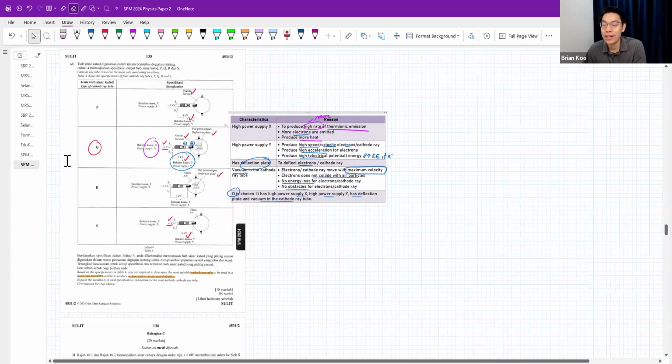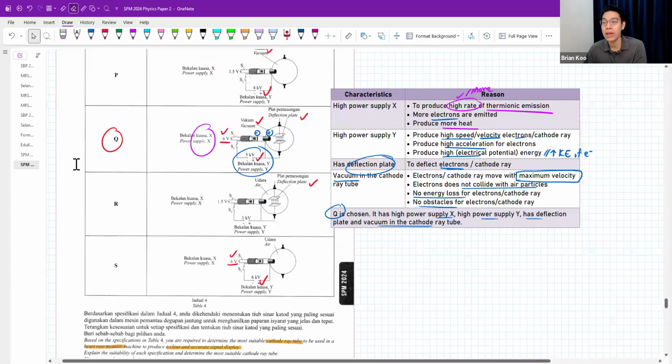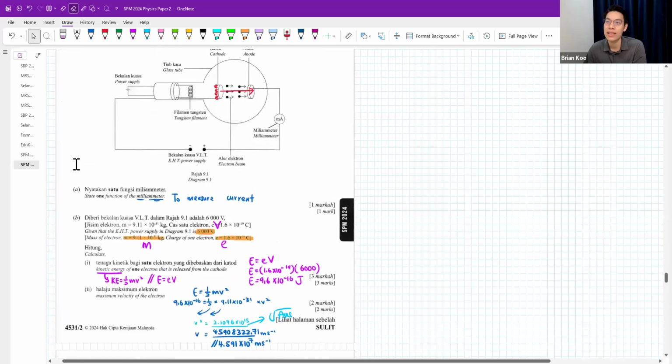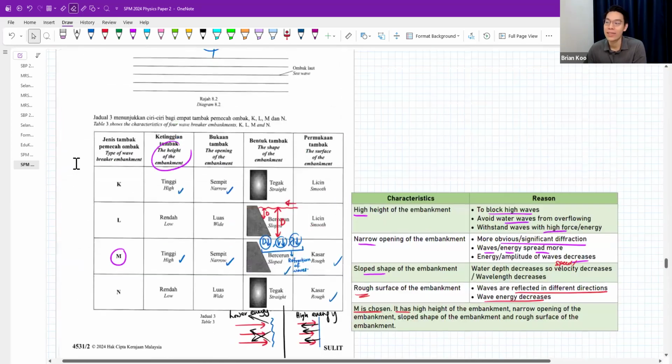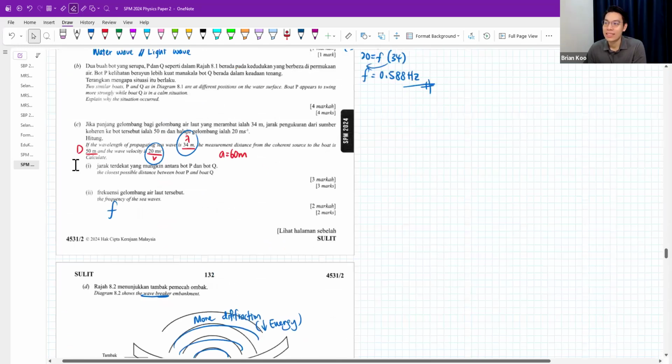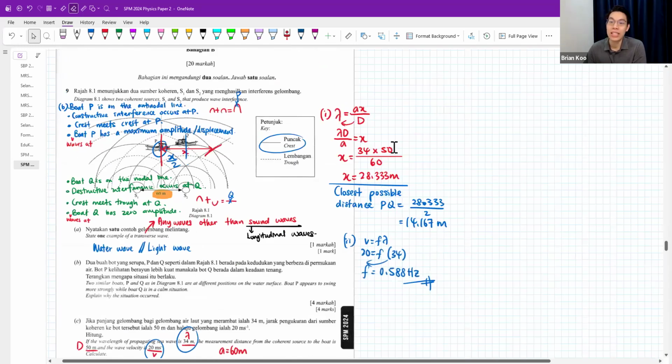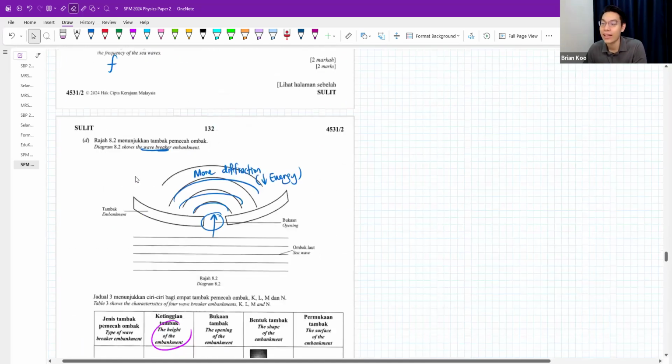So a lot of people preferred the wave question, but the wave question also has certain tiny traps, I would say. Especially the calculation bit, and how to explain why both P and Q are different and all that.